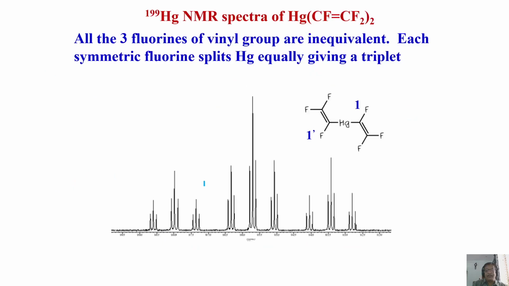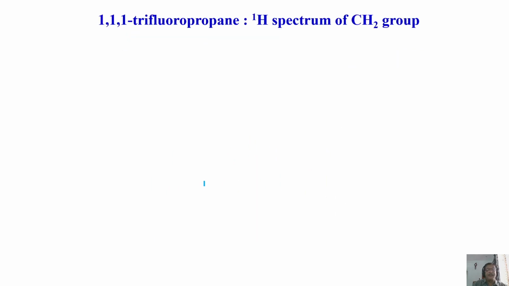So this is the pattern. It is written here. Now this is one triplet, and each is another two triplets, and each line of this triplet is split into triplets like this. Fantastic, you know. So now we look at the trifluoropropane 1H spectrum of the CH2 group.